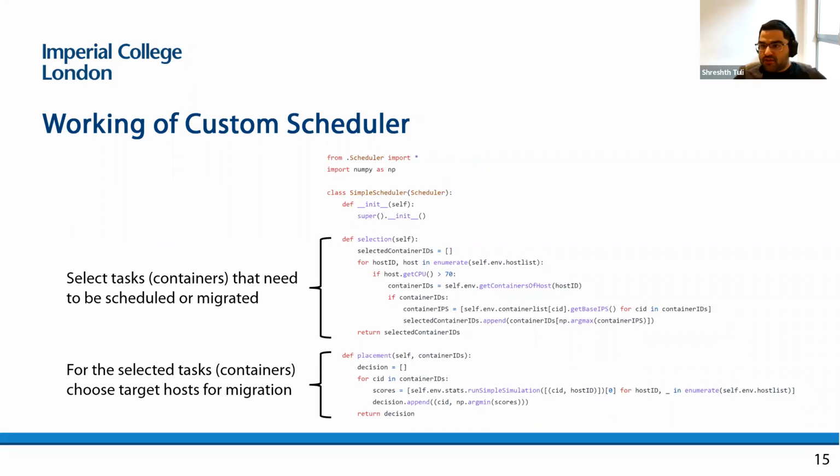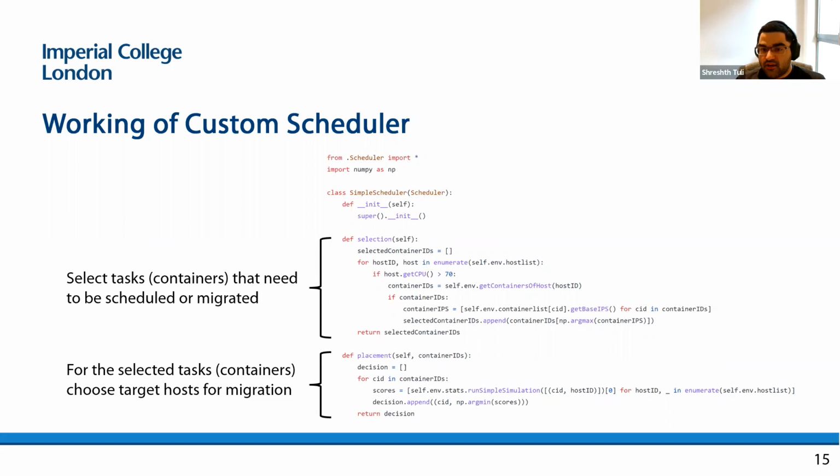So let me now give you some details on how this custom scheduler was actually working. As I described previously, a scheduler is divided into 2 functions. One is the selection function, and the other is the placement function. The selection function selects the container instances that should be scheduled or migrated. And the placement function chooses for each selected container or task where it should be migrated to.